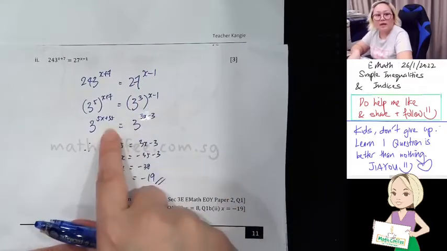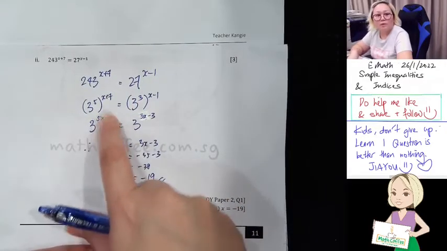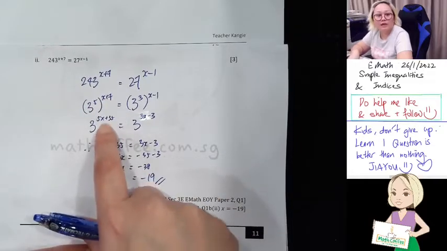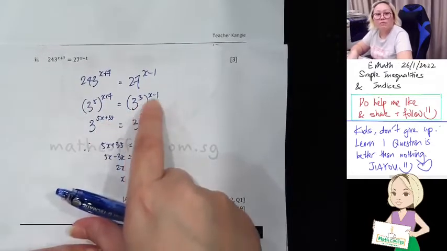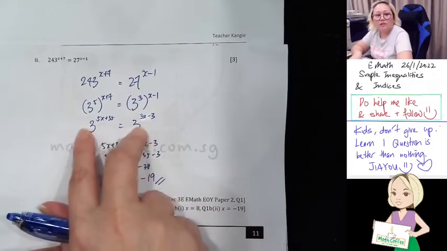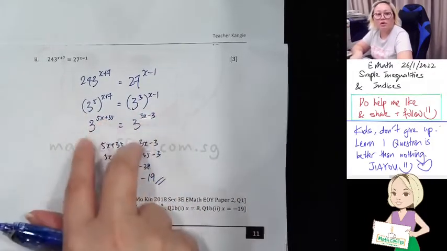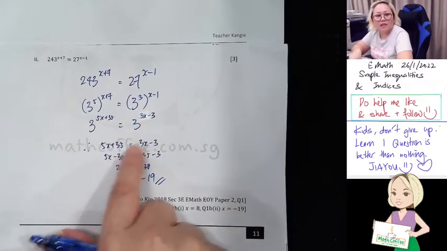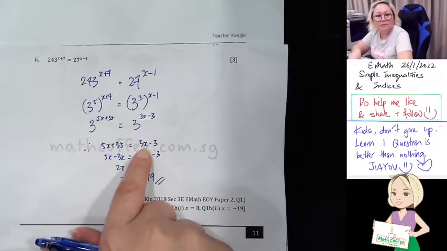Okay? And then after that, what you do is, you're going to rainbow this. 5 times x plus 7 is just rainbow. So it's 5x plus 35. 3 rainbow with x minus 1 is 3x minus 3. And now because it's both base 3 already, I can say, oh, therefore the power is the same. So 5x plus 35 is equals to 3x minus 3.